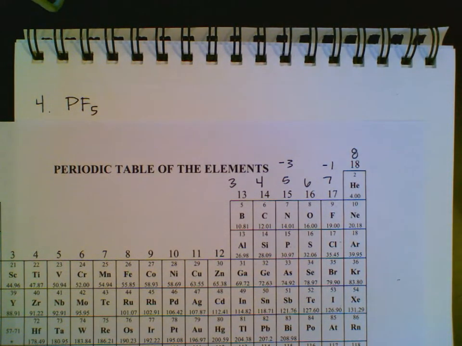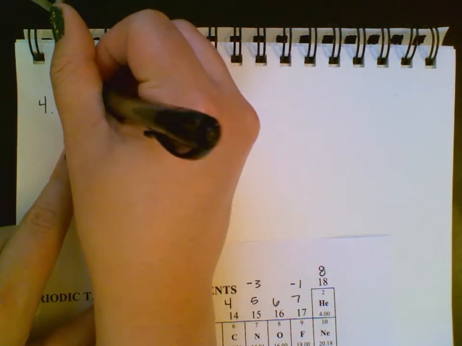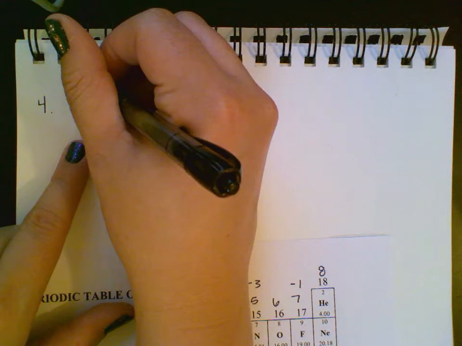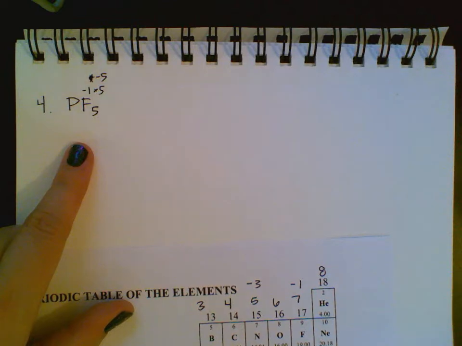However, when we have nonmetals and nonmetals getting together, one of the elements has to have a positive oxidation number. Typically, not always, the element that's written first is the one that's going to have the positive oxidation number. And in this compound, the fluorine always is a -1, so that helps too. There are 5 fluorines, so the total charge for fluorine is a -5. And there's 1 phosphorus to cancel it out, so phosphorus's oxidation number has to be a +5.